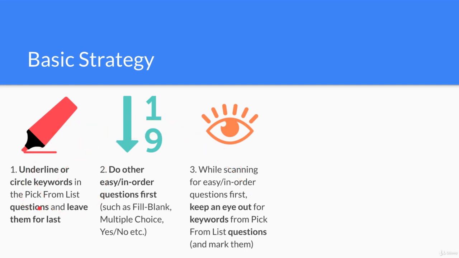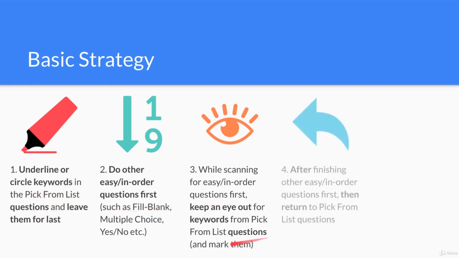So you're going to mark the keywords, do the easy questions first, then you're going to be on the lookout for these keywords and synonym language from these questions, and you're going to mark them if you find any. And once you have finished answering all of the easy questions, after that, you are going to return back to these pick from list questions. So do the easy questions first, and once you're done with them, return back to these difficult questions at the end of the reading passage.